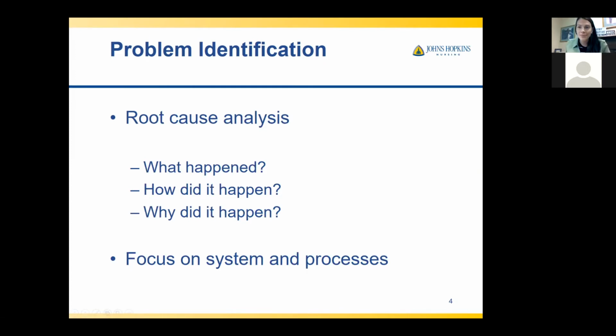We hear RCA all the time, but what is a root cause analysis? Good question, Christy. So the root cause analysis is a tool that can be used when determining how and why a patient safety incident has occurred. We often refer to it as the RCA, like you said, and it's really a good systematic approach for staff to learn from a patient safety incident and use this knowledge to improve patient care.